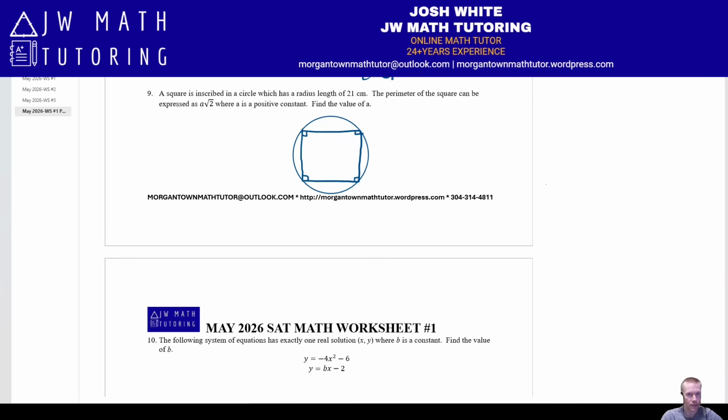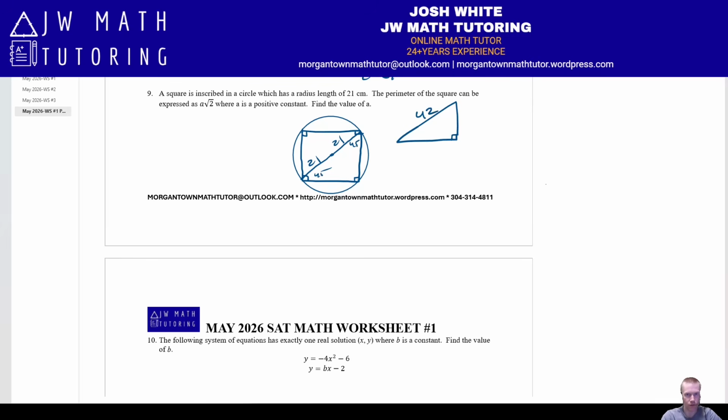Okay, and we know that the radius of the circle, so center to corner of the square, is 21. It's also going to be 21 going this way. The perimeter of the square is a root 2. What is the value of a? So basically what's going on here is this square is divided into two 45, 45, 90 triangles.